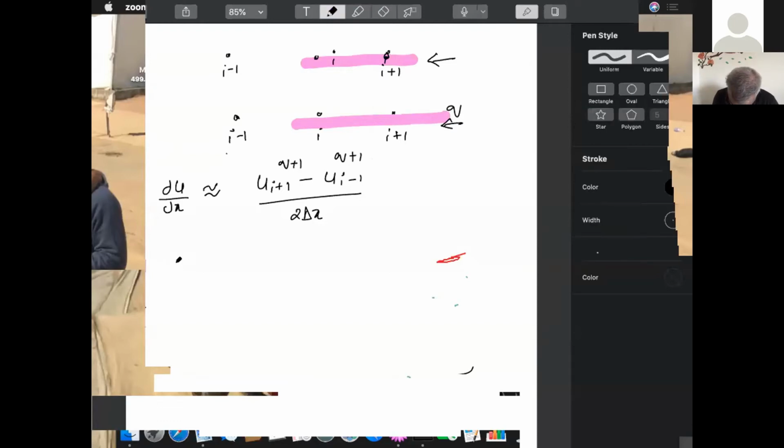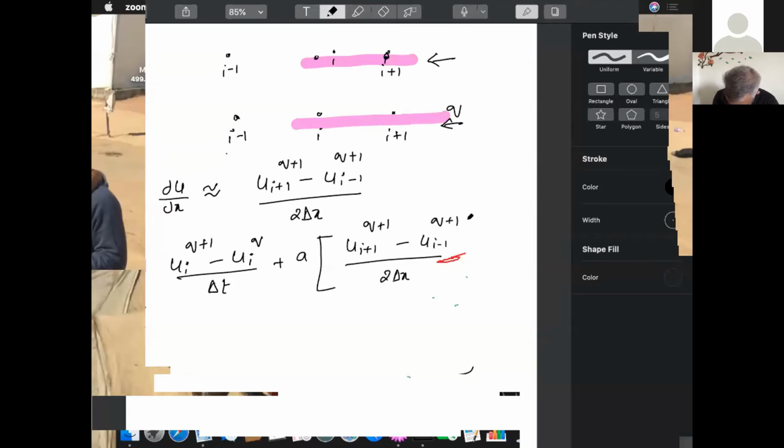So you have u_i at q+1 minus u_i at q by Δt, plus a times u_{i+1} at q+1 minus u_{i-1} at q+1 by 2Δx, equal to 0. Again, we do the same exercise of collecting all the unknown values to one side and the known values to the other side. Here the unknown values are at level q+1 and the known values are at level q. So you bring all those unknown values to one side and the known values to the other side.